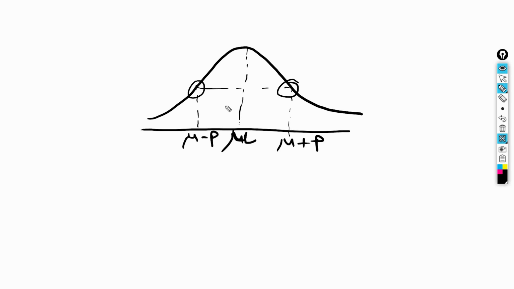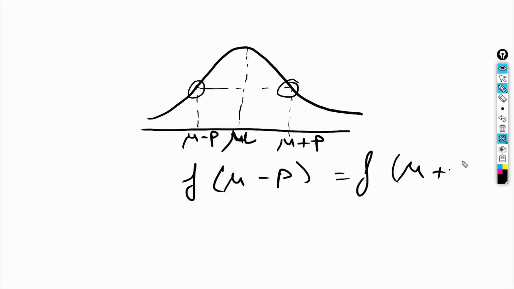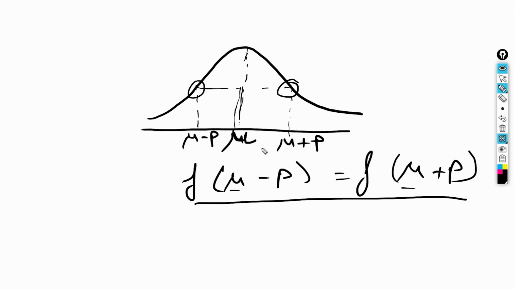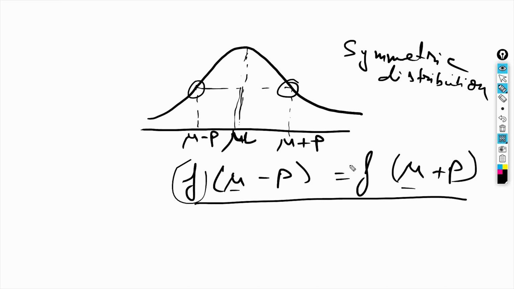We are talking about symmetric distribution. So if you can observe from the graph, f of mu minus p is equal to f of mu plus p. Okay, and here mu is clearly the line of symmetry, right? So the distribution where such an equation is applicable is a symmetric distribution. Right, and f here is the probability density function, of course.